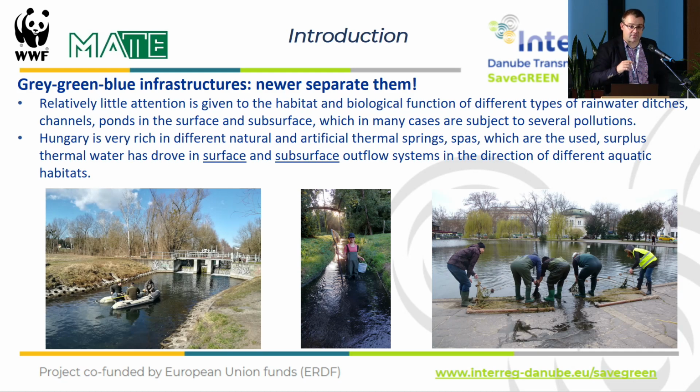Another interesting situation is that in most cases we talk about surface waters. But what is the situation with the subsurface rainwater ditches and channels, which are covered with asphalted roads or block concreted elements? For example, on the right side you can see a picture where we collected with a net a lot of non-native crayfish, turtle and fish species from one of the biggest man-made thermal ponds in the middle of the capital of Budapest, the Városliget.